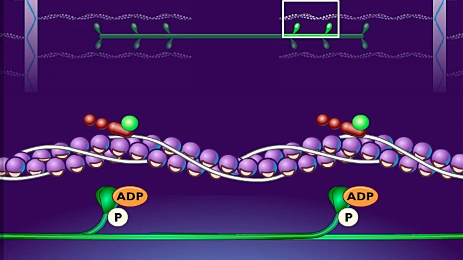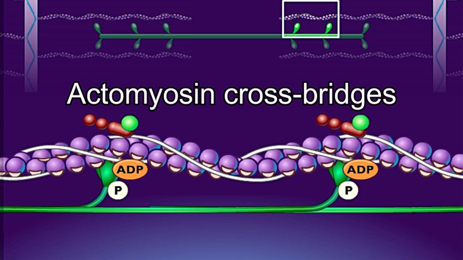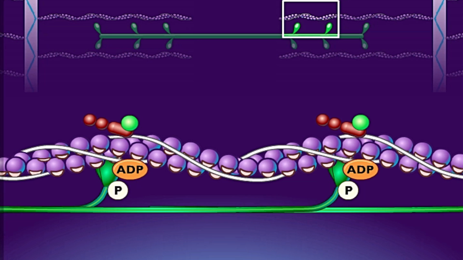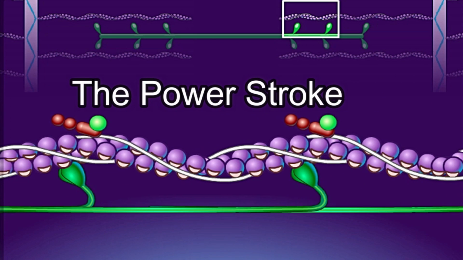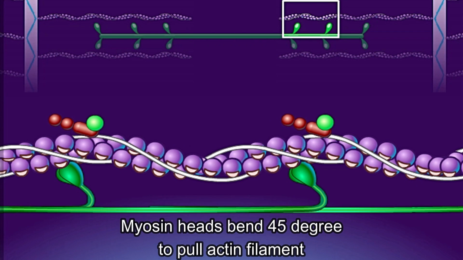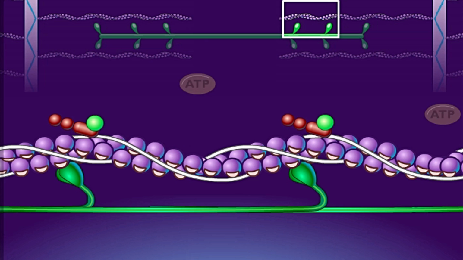The myosin heads attach to the exposed binding sites on the actin myofilaments to form cross bridges, and the phosphate is released. Energy stored in the head of the myosin myofilament is used to move the head. This causes the actin myofilament to slide past the myosin myofilament. The ADP is released from the myosin head as it moves.